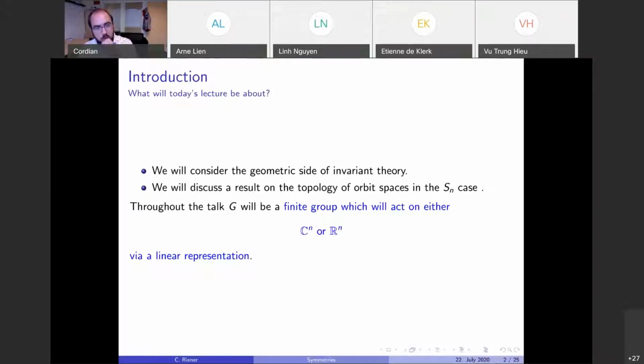Again, throughout the talk, we will have a group G that I will assume to be finite. And I will assume that this group acts on either C^n or R^n, so on a real or a complex vector space, via a linear representation.